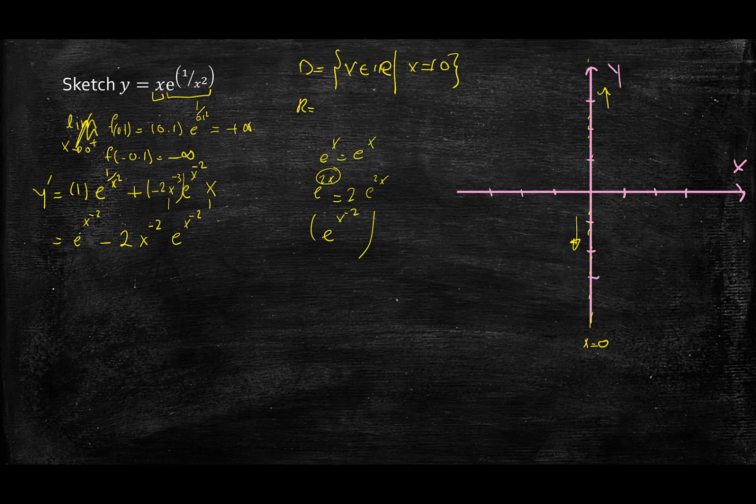Now in order to simplify this, I can factor out something. What do you think we can factor out here? I say we can actually take out e to the x to the negative 2, and I will be left with a 1 here and a negative 2 over x squared here. Okay, so that's my derivative function.